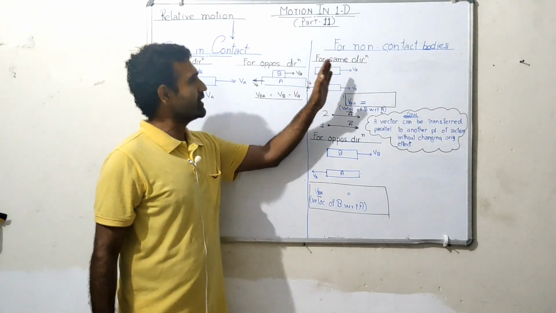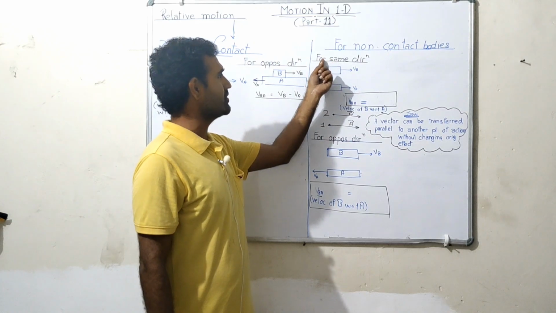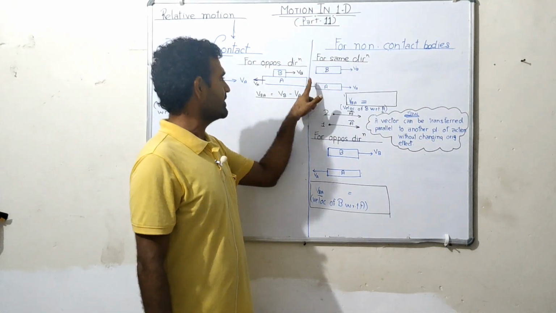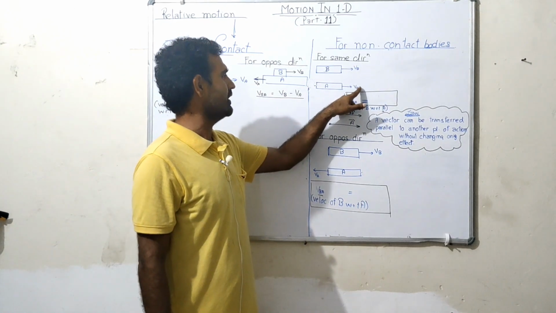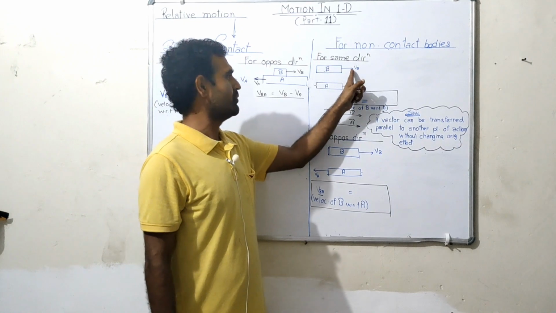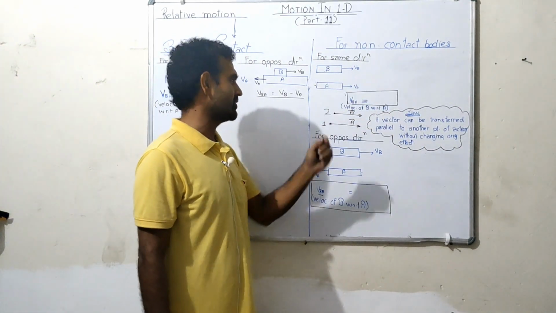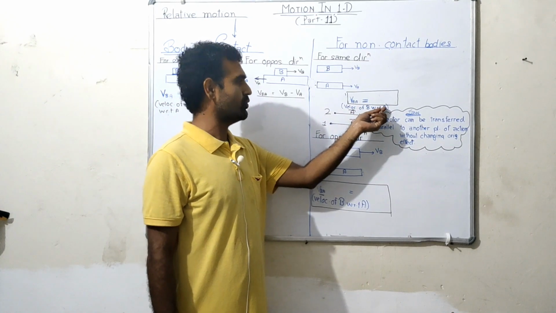Now let us come to the case of non-contact bodies. Here we will first take the case of same direction. Let us assume that this is body A moving with the velocity VA in this direction, and this is body B moving with velocity VB in this direction. We are required to find out the velocity of B with respect to A.